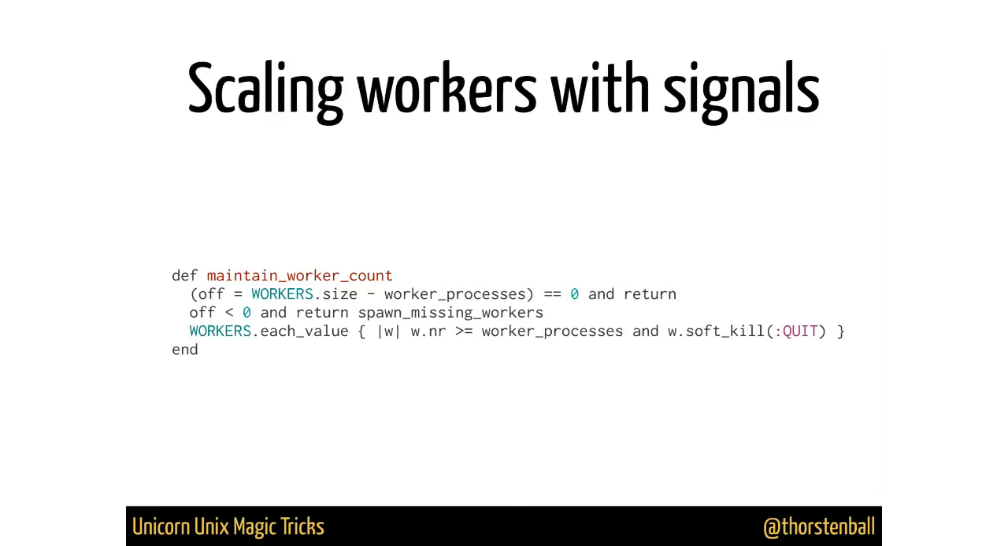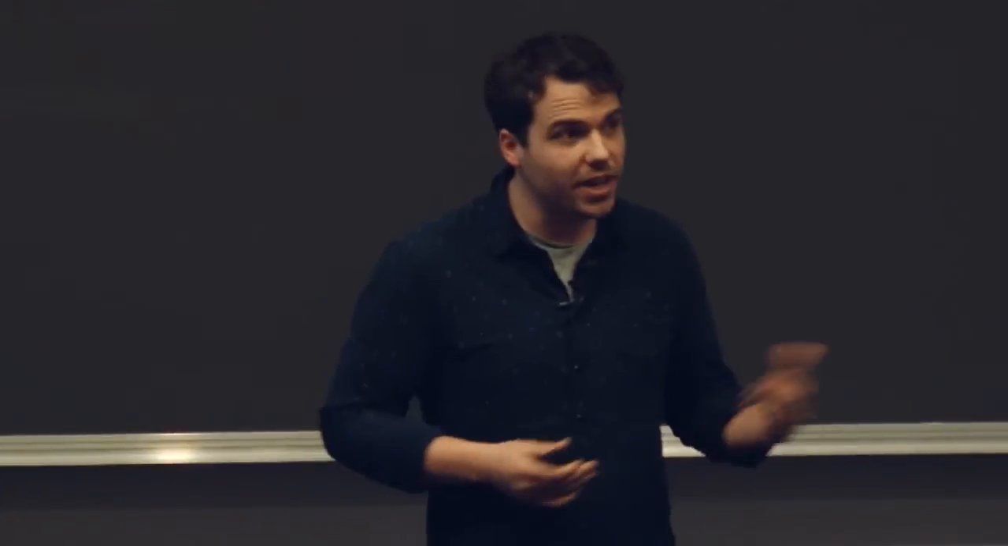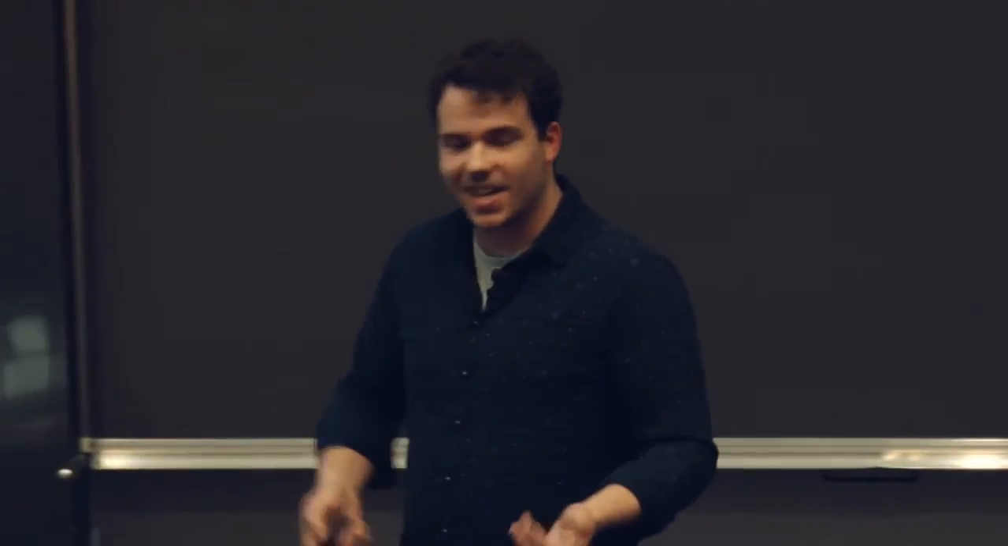With this, Unicorn actually does graceful shutdown of worker processes. The workers are finishing their work before they're told to quit, all by using, again, a pipe and IO.select. And again, this is pretty simple stuff.